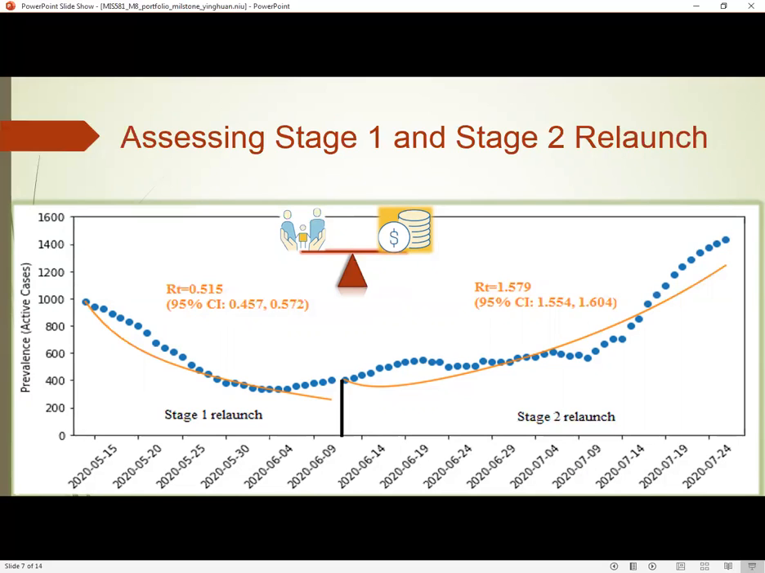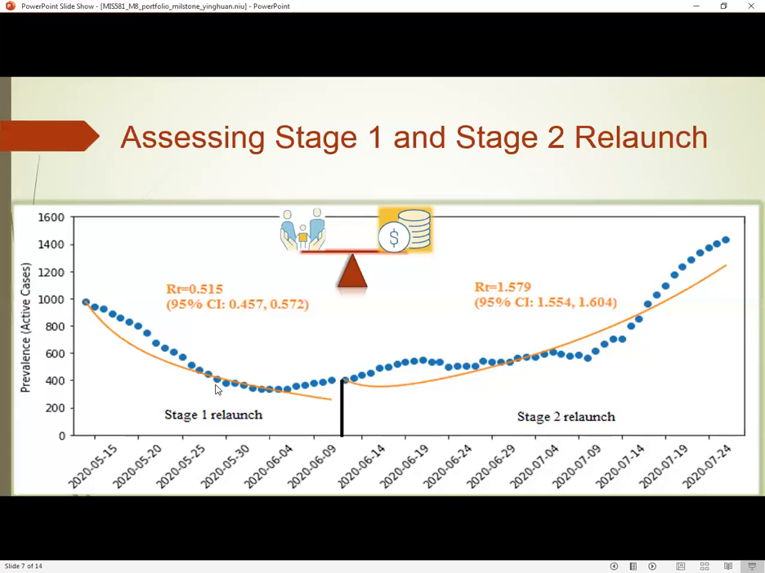However, starting from the stage 2 relaunch, from June 12th to July 27th, that's the latest data we used in this model, the RT was estimated at 1.579. How bad it was. And as of July 27th, the active cases increased from 500 in May all the way up to 1,400.